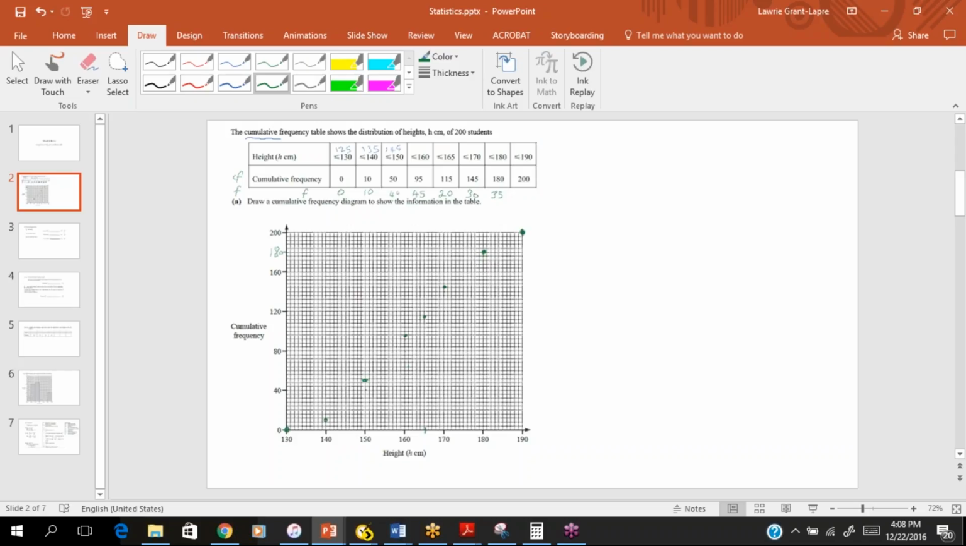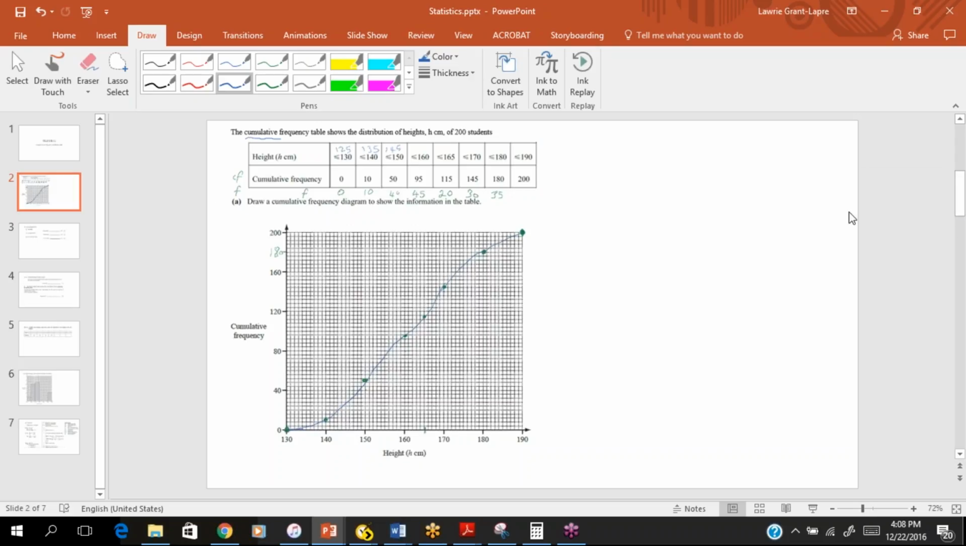Now what we have to do is draw a cumulative frequency diagram to show the information on the table. We need to join these with either a straight line or a curve. If you can draw a smooth curve, that is sufficient. So we go along here, and then up to that point, and then across to that point, and up to that point, over to that point, and then across to that point. And there we have a cumulative frequency diagram. You could have used a ruler, that's fine, but I chose to use a smooth curve.